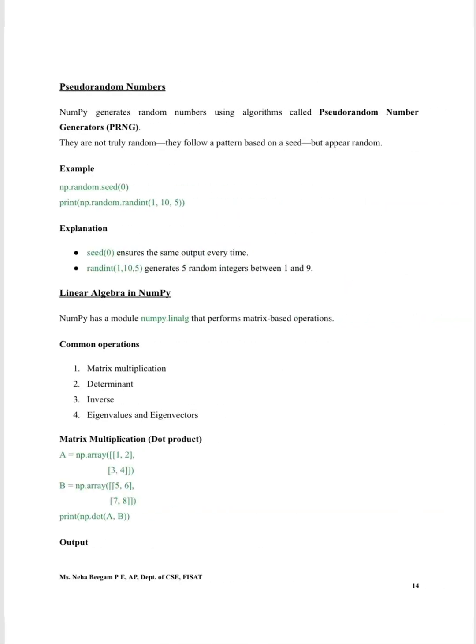Next we are discussing random numbers, or pseudorandom numbers. NumPy generates random numbers using algorithms called pseudorandom number generators. In the given example, we are using a seed. The seed ensures the same result every time. This is necessary for reproducible experiments.